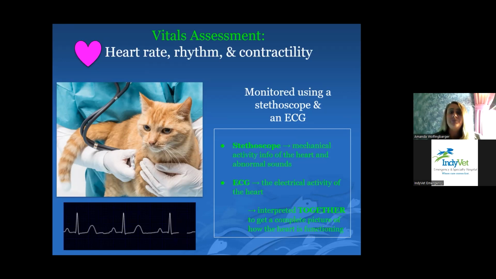And then our ECG also, I think sometimes we take that for granted, the electrical activity of the heart. And if there are abnormalities of each, we need to be interpreting them together, not just, I think I maybe heard a murmur, or I think this patient's under anesthesia and it's throwing VPCs. We need to auscult and interpret that ECG together to get a complete picture of what's going on with the heart and how it's functioning. And that cat's adorable.